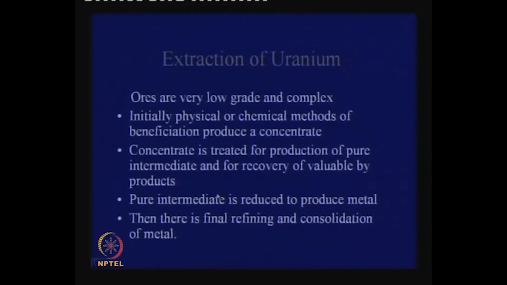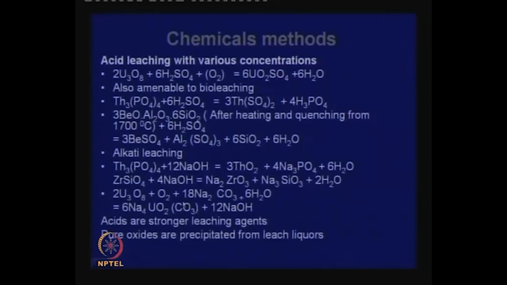All these ores of uranium or thorium are kind of low grade. So, always we have a low grade complex ore that needs upgradation through various techniques, and the idea will be to first finally produce a pure intermediate, a halide or an oxide, from which we will get the metal. I have not gone into the details of how to produce the concentrates and produce the oxide.